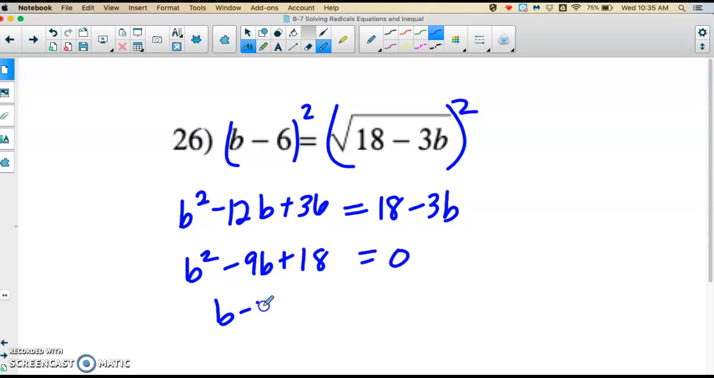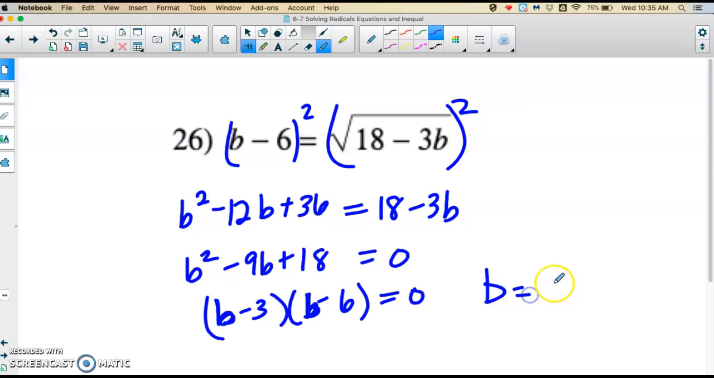So it's going to be b minus 3 and b minus 6. Okay, that's a b, sorry, I know. So we end up with b equaling 3 and 6. So which one is going to end up working out? Go ahead and plug those in.